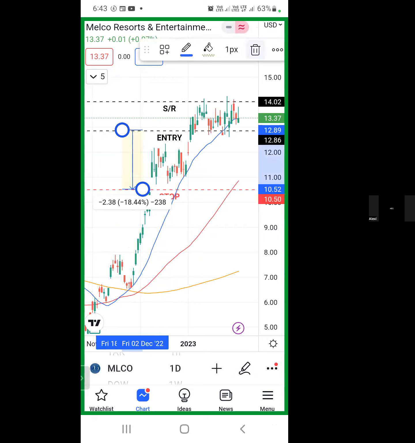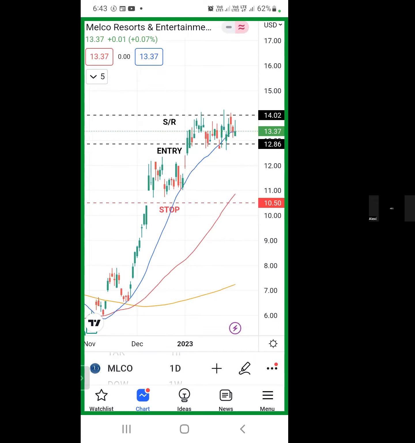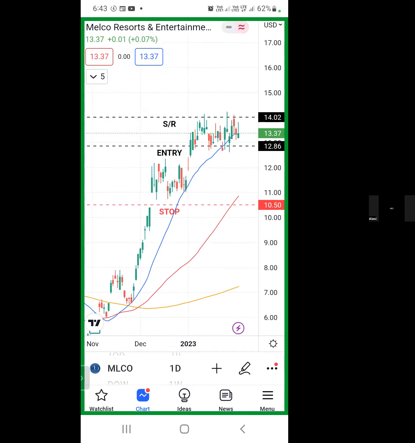So how would I control my losses? I control my losses by only adding about 20 or 30% of the intended amount that I'm going to invest. So if I'm going to invest $1,000 into this, instead of losing 18% of $1,000, I would only lose about 18% of $200 or $300. So I minimize my risk by decreasing my position size, or starting with a lower position size.